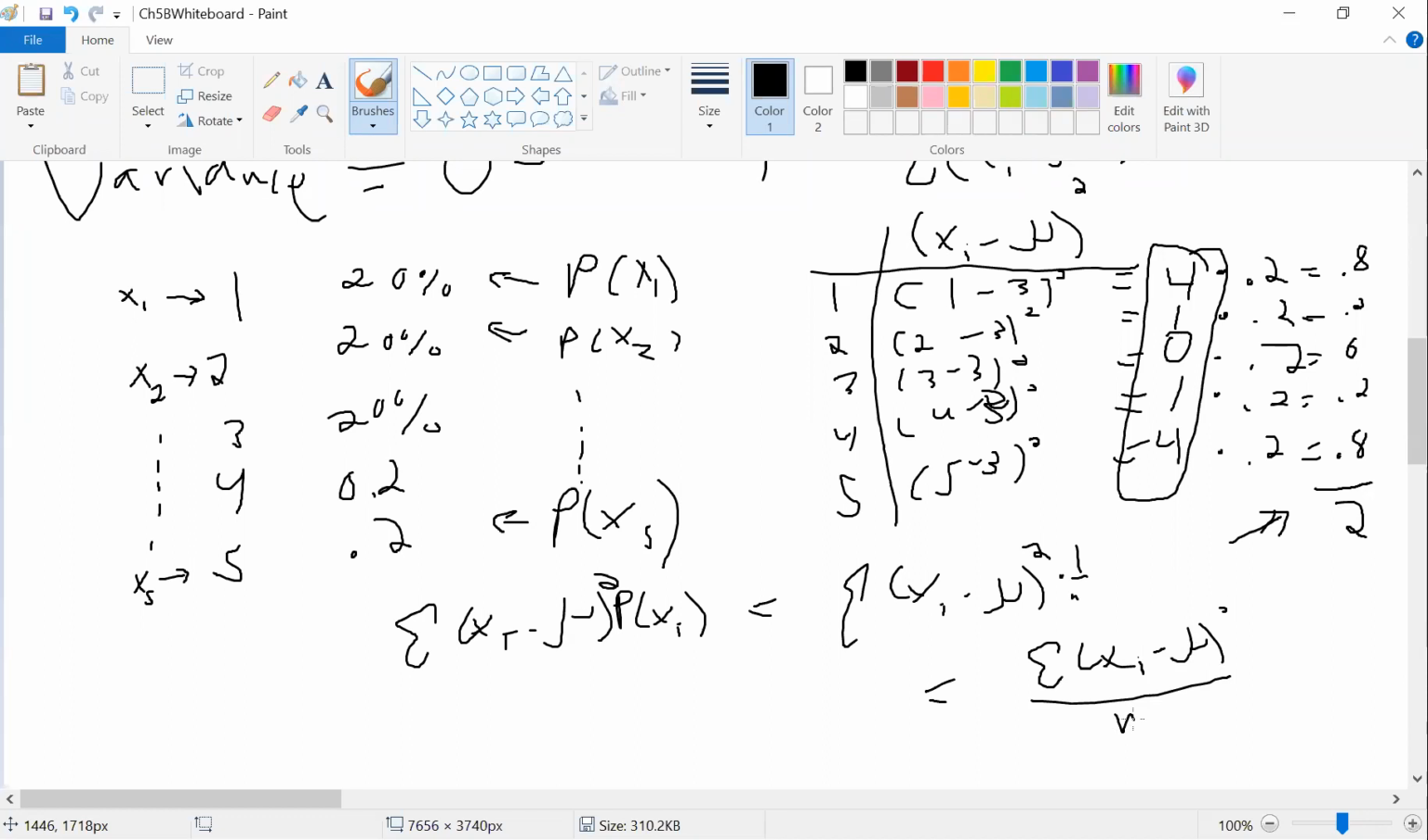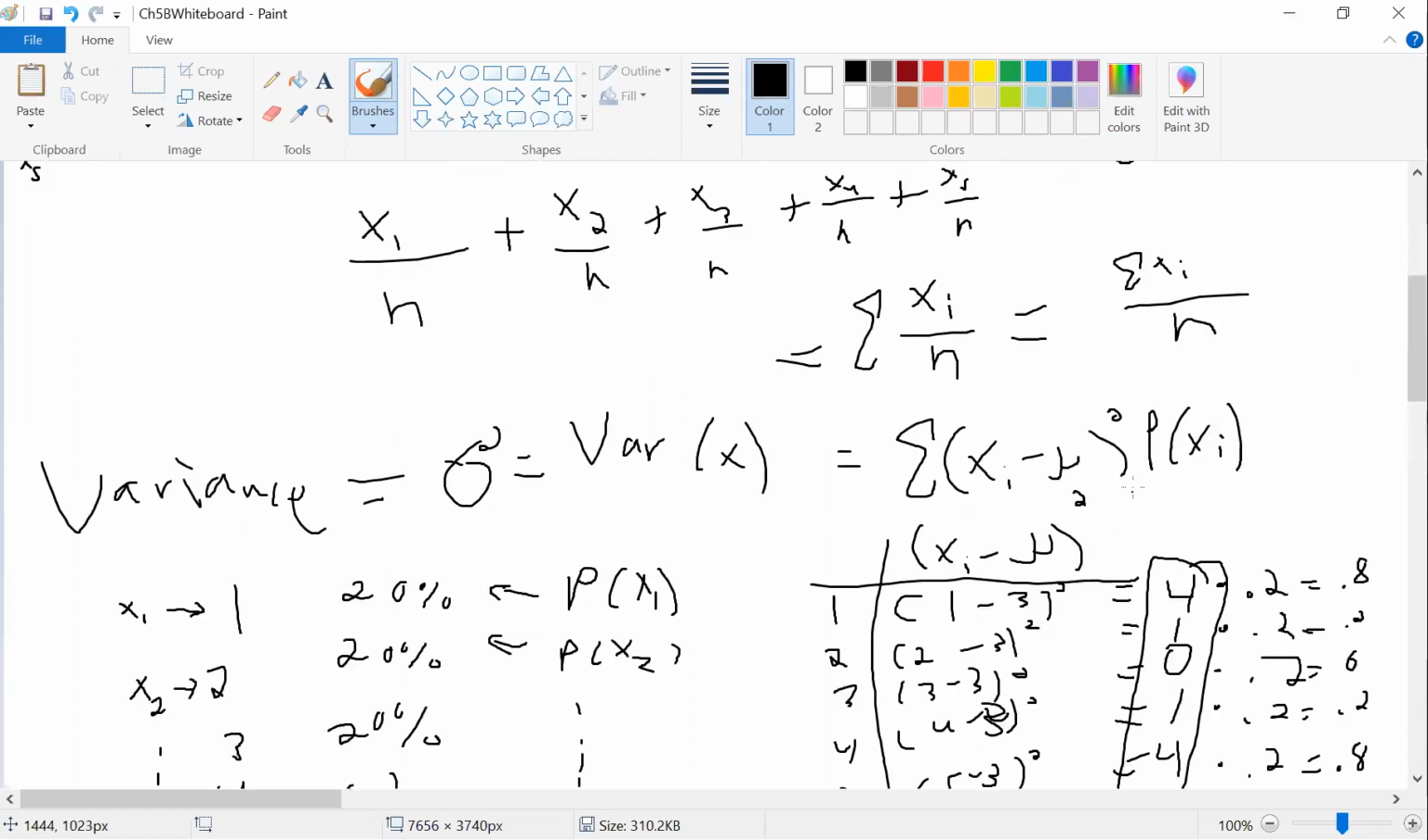The nice thing about this one is that this formula that I've shown you right here works no matter what the probabilities are. The one you've seen before only works if they're all weighted the same.